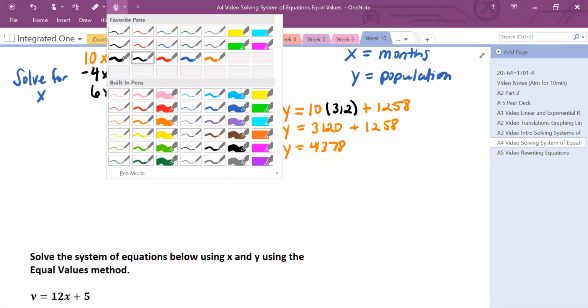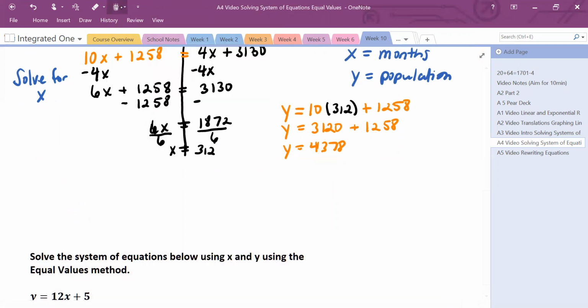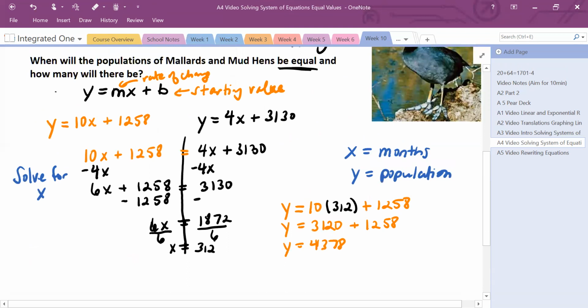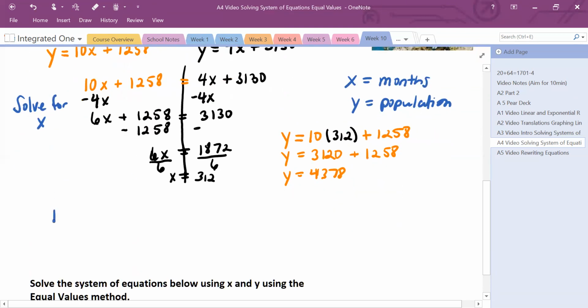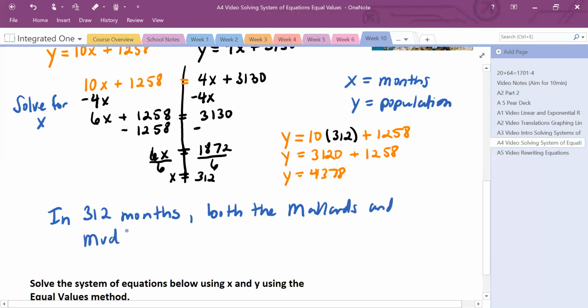So my answer ends up being, remember I'm answering the question above, I'll put it in blue here. The total number, oh, so when will the population... So in 312 months, both the mallards and mud hens will have a population of 4,378.